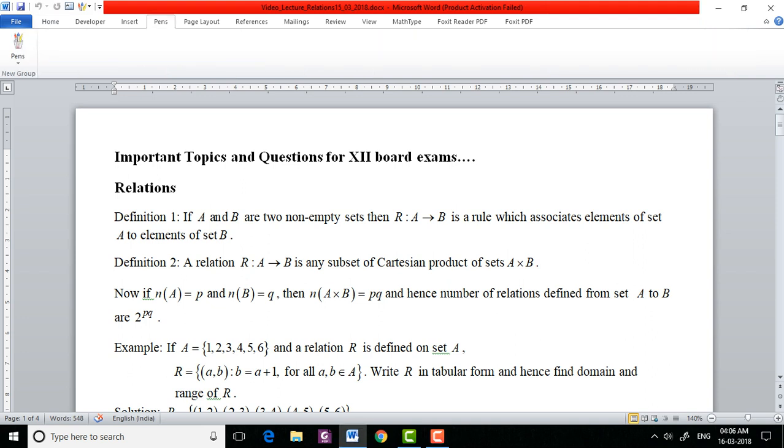Okay, friends, let us discuss some important topics and questions for your plus 2 board exam. We are going to start with the topic of relations. Let us start with the very basic definition of a relation.